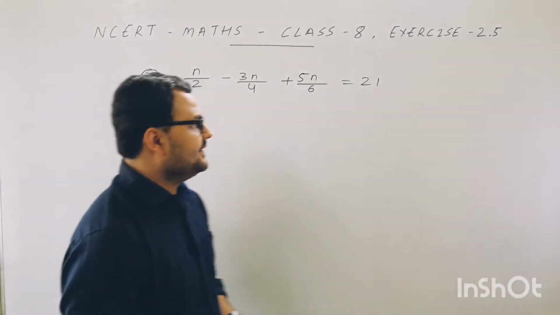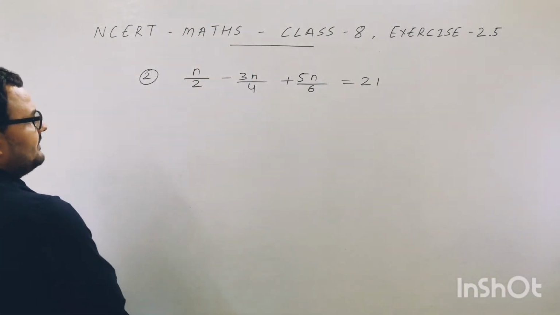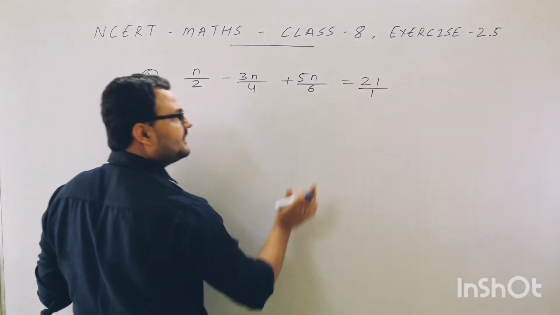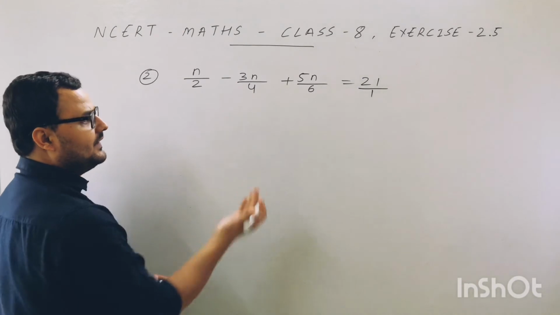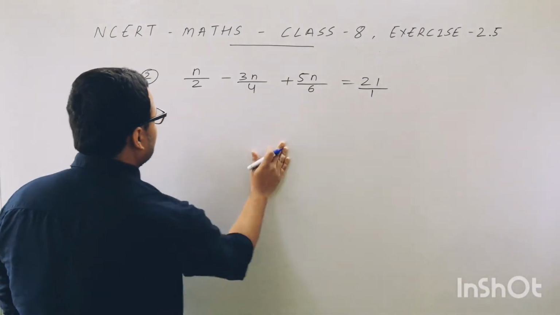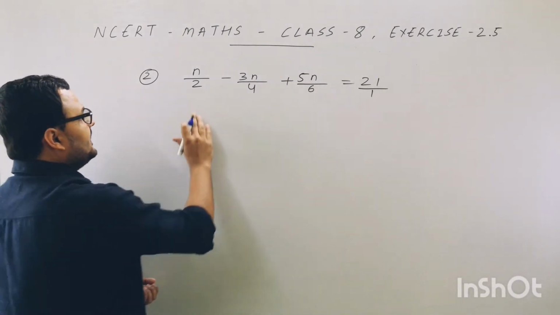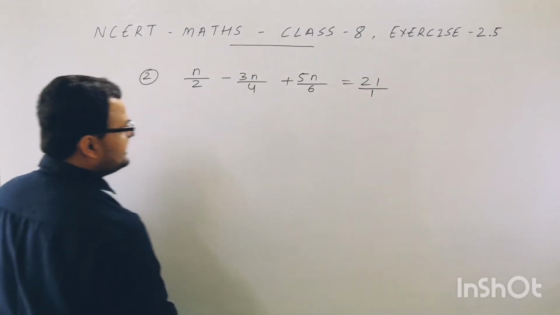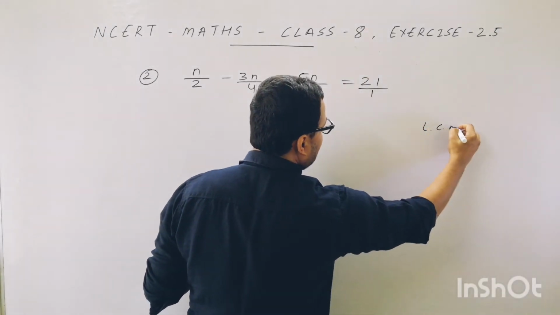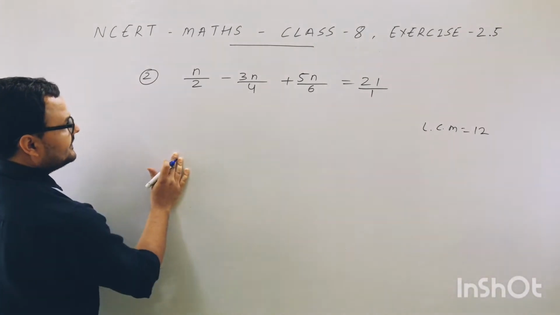Now, the second question is n by 2 minus 3n by 4 plus 5n by 6 equal to 21. So 21 I can write as 21 by 1. You can leave it as 21, or if you want, you can write 1 as the denominator. Now 2, 4, 6, 1, or just 2, 4, 6, because 1 means nothing when we find the LCM. When you find the LCM of 2, 4, 6, it will be 12. So the denominators we have to convert into 12.